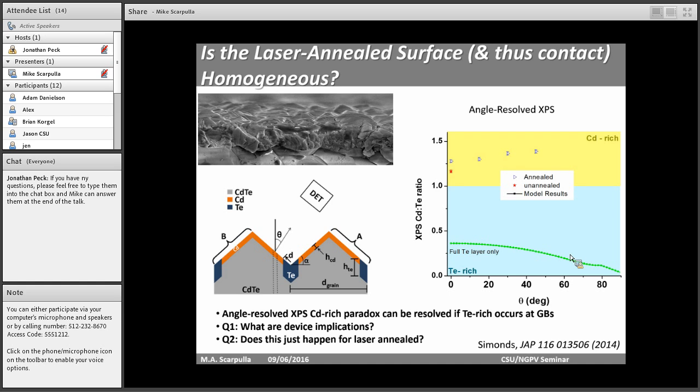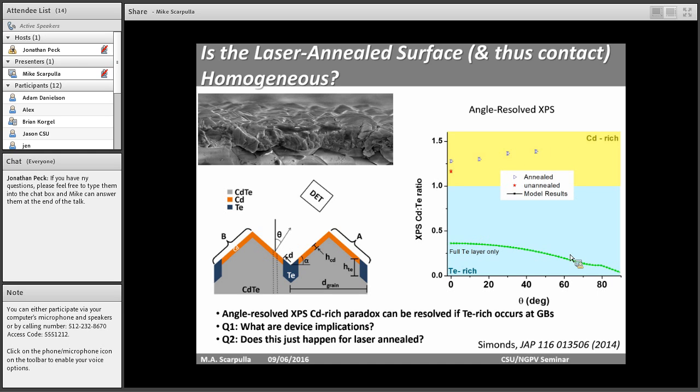And we have the empirical evidence that we formed ohmic back contacts, which as far as most people have ever tried, doesn't happen unless you have a tellurium rich surface. We also had other evidence from a few other sources. So this was very strange. How can you have a cadmium-rich surface, or at least an apparent cadmium-rich surface according to the XPS, but still have that ohmic back contact?